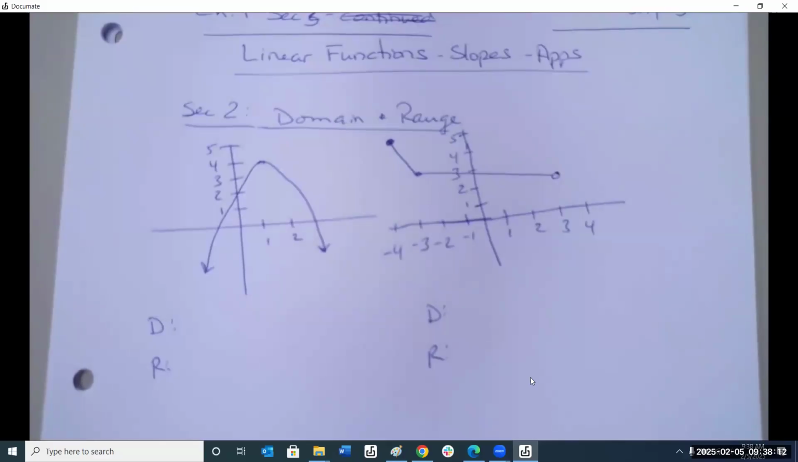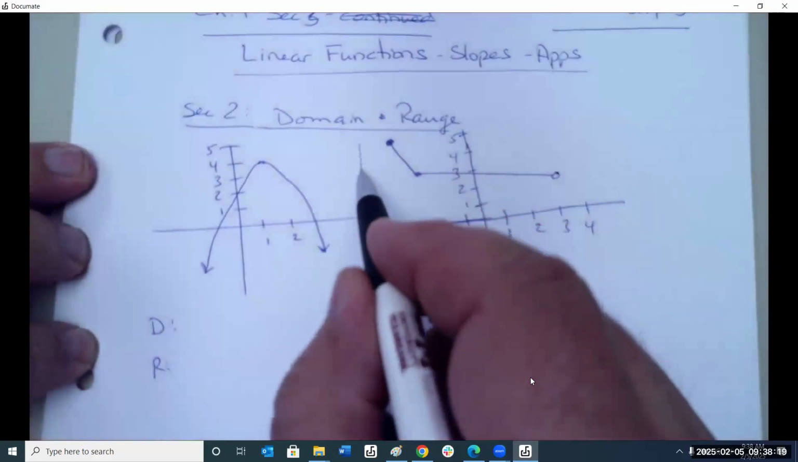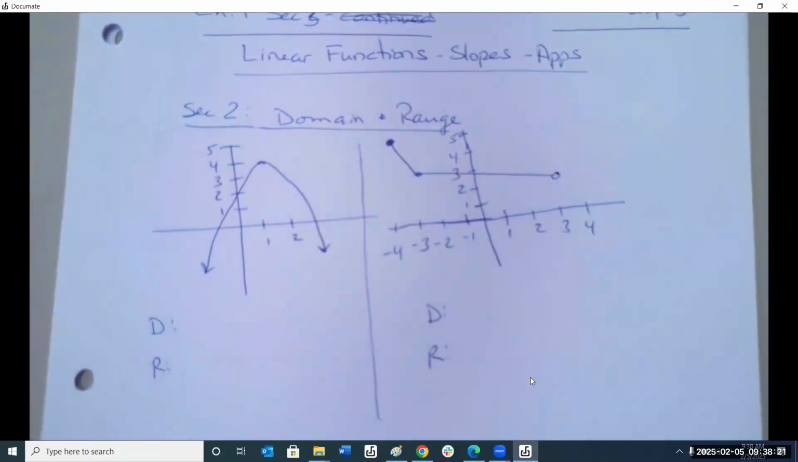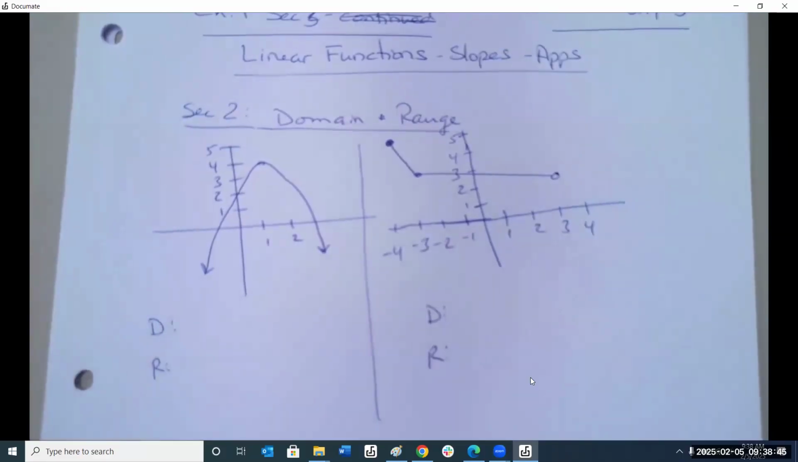What does domain look at? The x values. So in this first graph, what are all possible x values of my graphs? What's that? No. Just no. It looks like a parabola. It is, but it's not just infinity. You're right, but you're wrong the way you stated it. There's just the x values. What x values can I use from where to where?